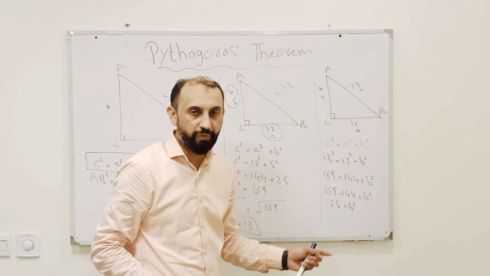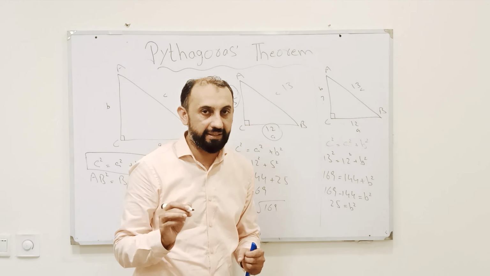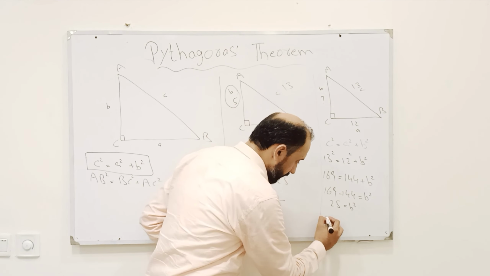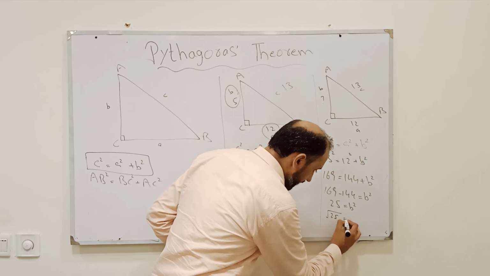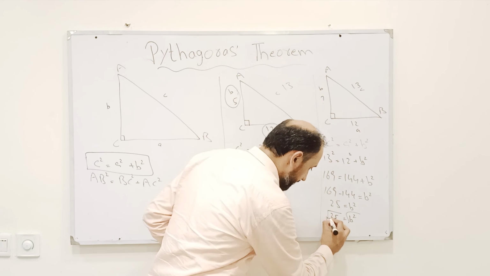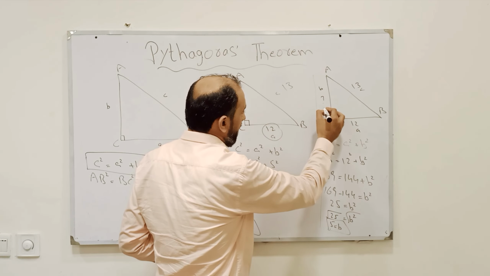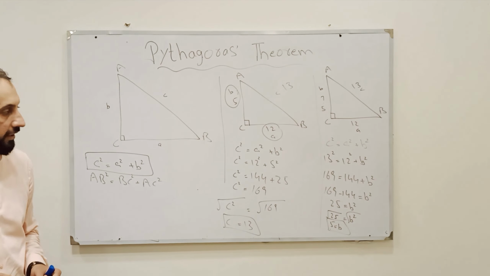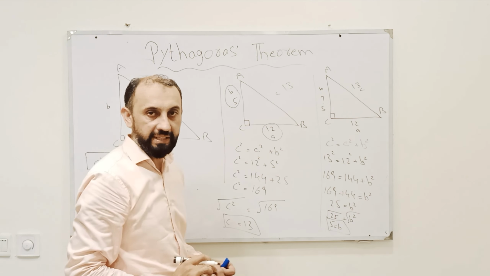Once again, you need to find the value of B, not B square. So that's why we put the square root on both sides. So it's the square root of 25 and B square. So 5 is equal to B. This is the answer. The value of B is 5. So you have already found it. Hope so students, you understand this topic.